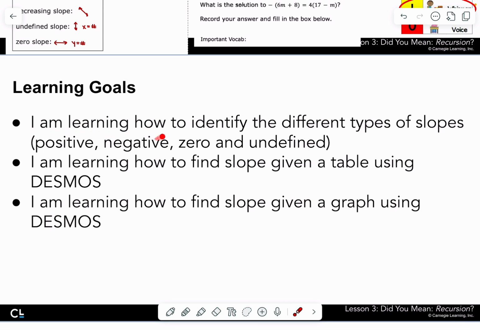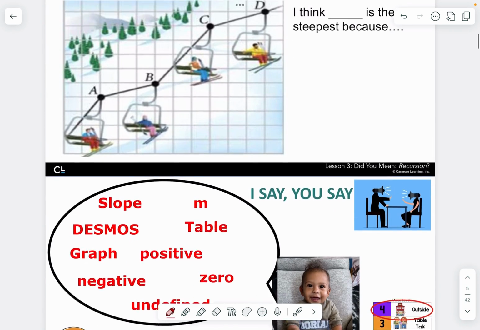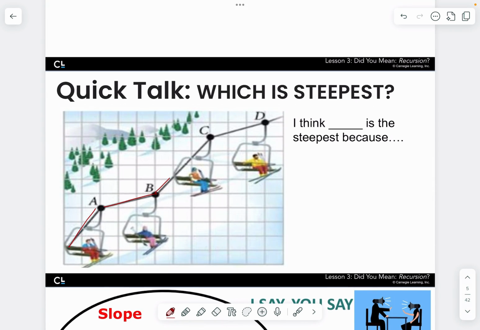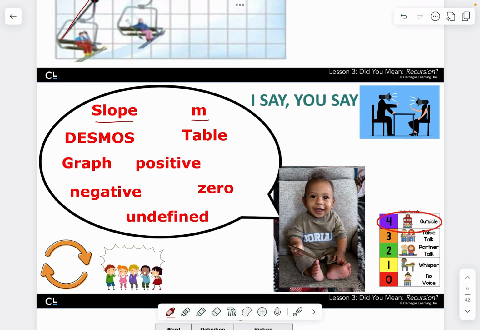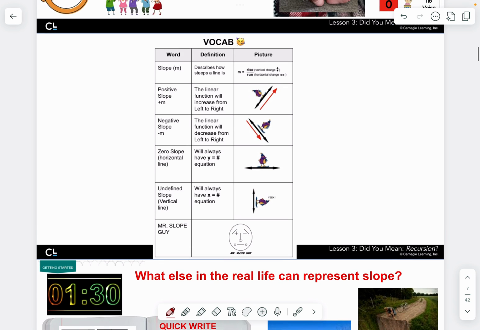Today, I'm learning how to identify the different types of slopes: positive, negative, zero, and undefined. Positive is also known as increasing, and negative is also known as decreasing. Okay, so again, we're just talking about different slopes. All of these are slopes, but they're all different. For the important vocabulary, we have slope, Desmos, table, graph, positive, negative, zero, and undefined.